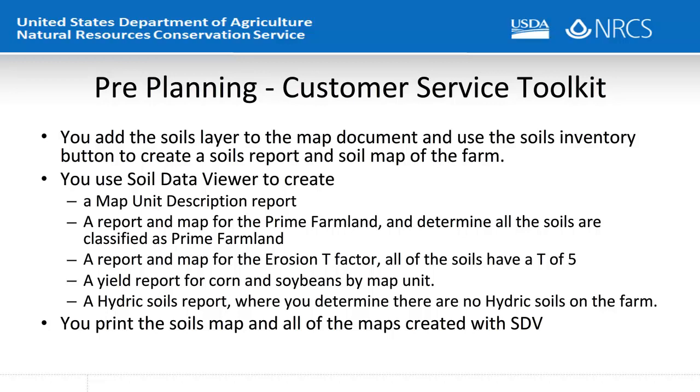You create a report and a map for the erosion T factor, where you determine all of the soils have a T of 5. You create a yield report for corn and soybeans by map unit and a hydric soils report where you determine there are no hydric soils on the farm. Then you print the soils map and all of the maps created with SDV, or Soil Data Viewer.